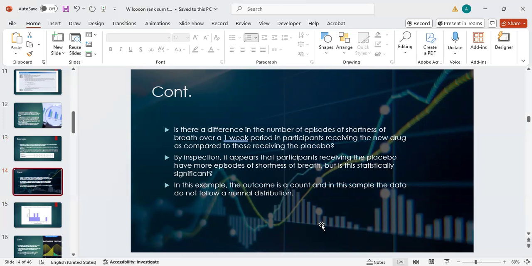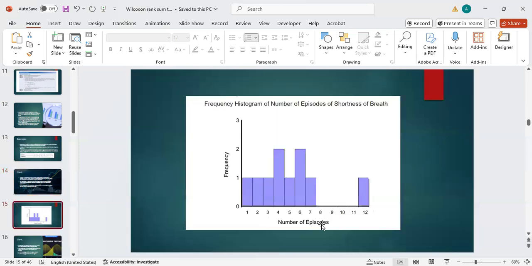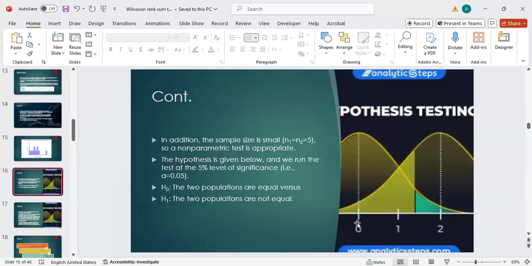By inspection, it appears that participants receiving the placebo have more episodes of shortness of breath, but is this statistically significant? In this example, the outcome is a count, and in this sample, the data don't follow a normal distribution. This is the frequency histogram of the number of episodes of shortness of breath. In addition, the sample size is small, n1 equals n2 equals 5, so a non-parametric test is appropriate.